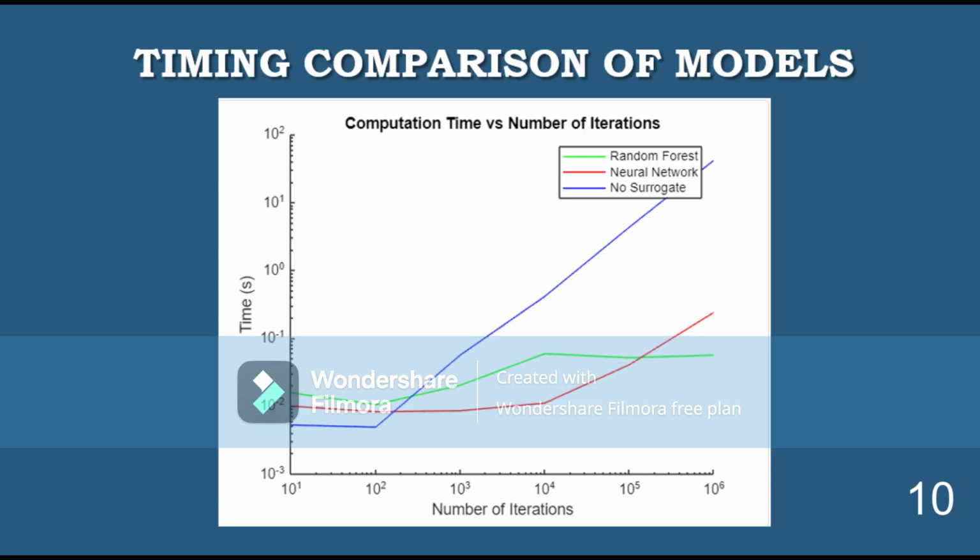In conclusion, our study shows that surrogate modeling is highly effective for uncertainty quantification in circuit design. By combining direct Monte Carlo simulation with random forest and neural network surrogates, we accurately analyzed Sallen key filter performance under component tolerances while dramatically reducing computational costs.